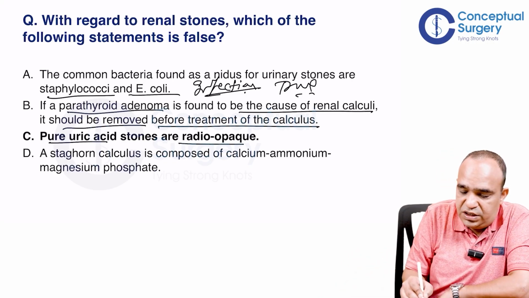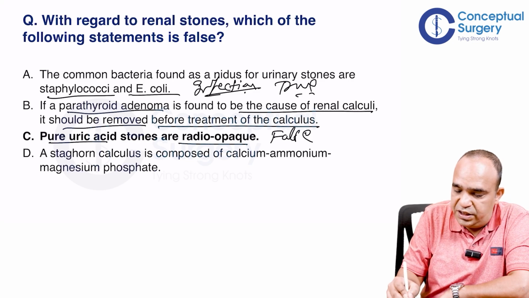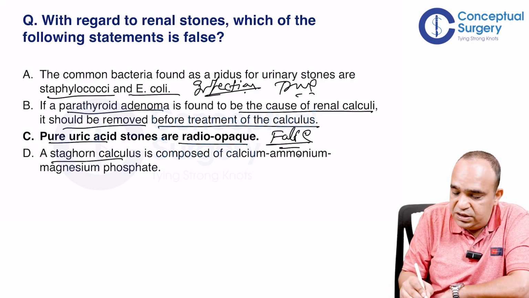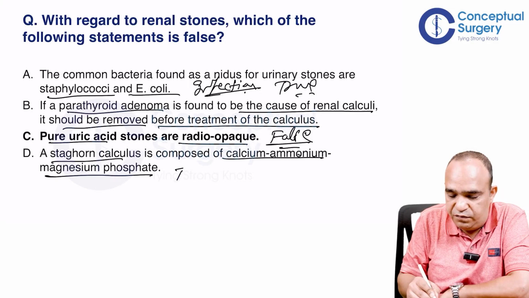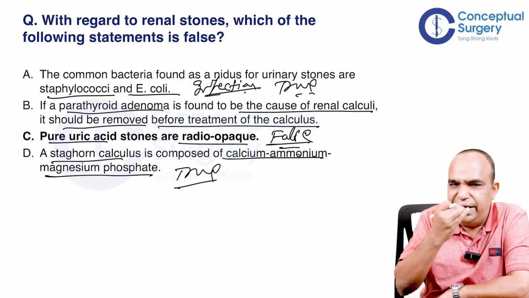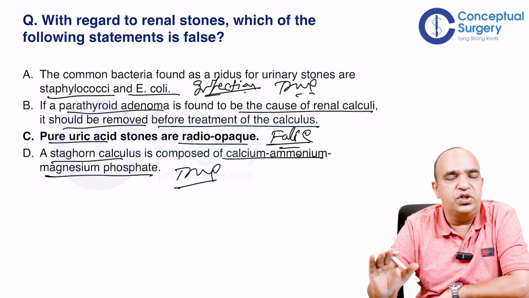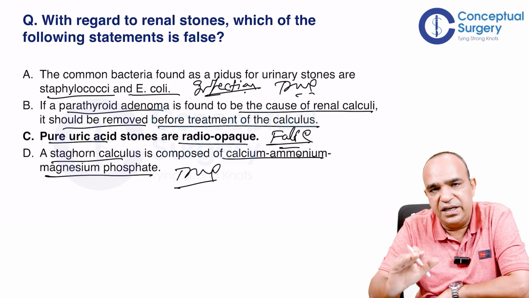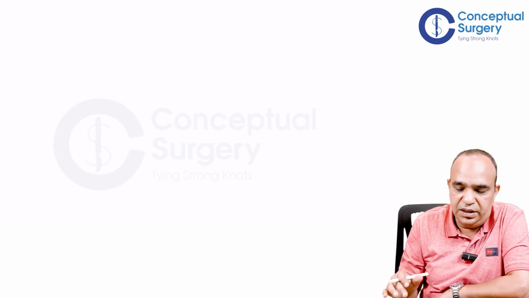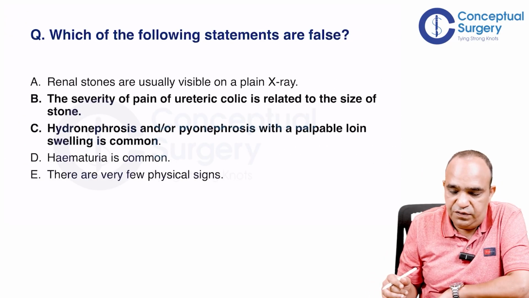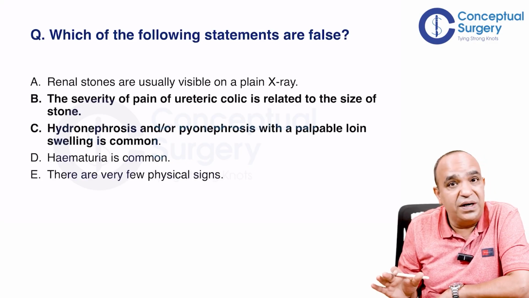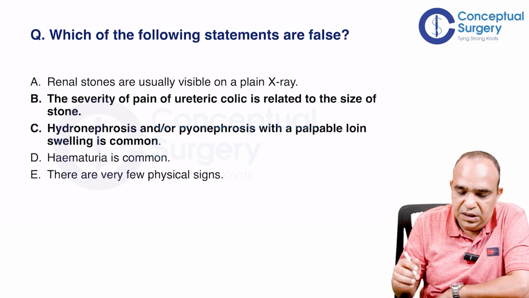Pure uric acid stones are radio-opaque. So that's a false statement. Staghorn calculus is composed of calcium, magnesium, ammonium. So this is right. So now you can answer any question based on the information I gave you about the renal stones. Which of the following statements are false? So multiple correct statements. So let us see.